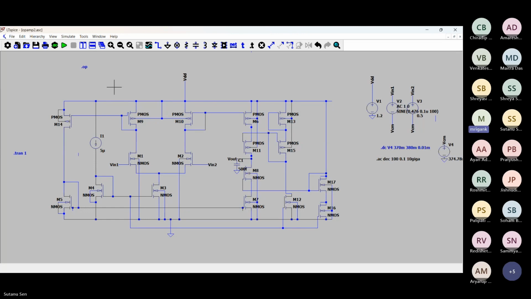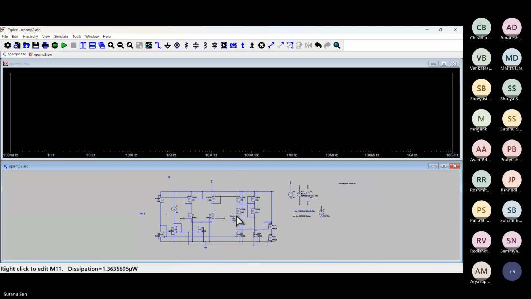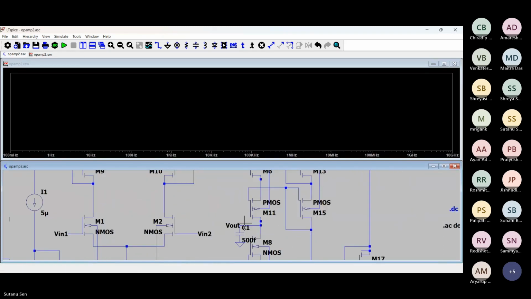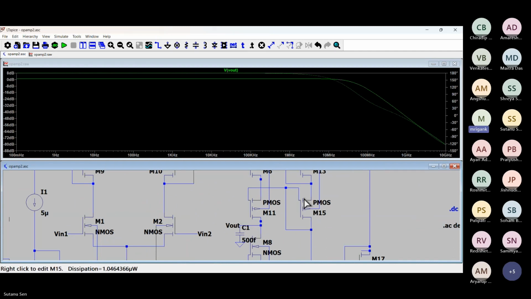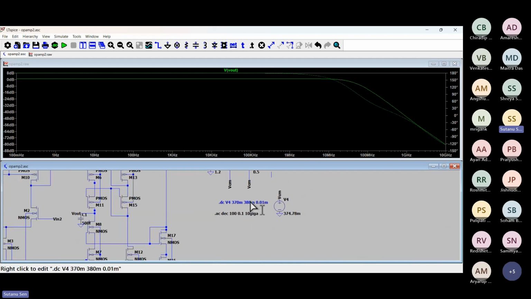You will get some reduction in the gain, not so much. Again, the DC point will change, everything will change. Oh, DC point, yes. Yes, I have to do the DC point again.